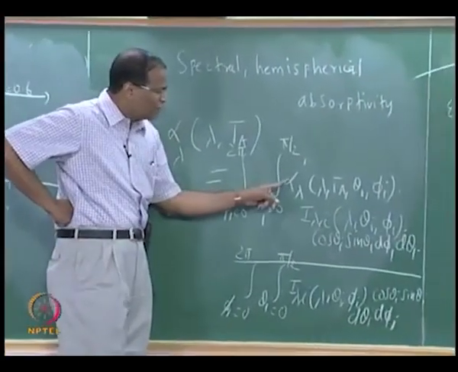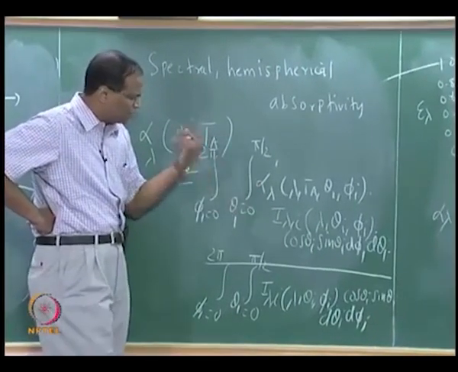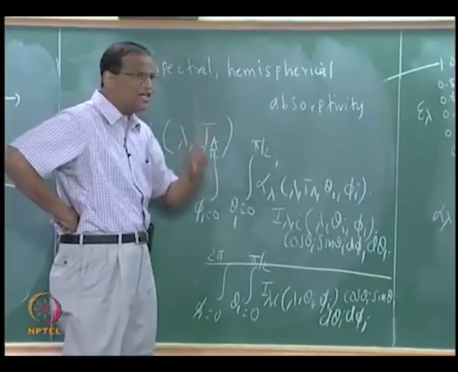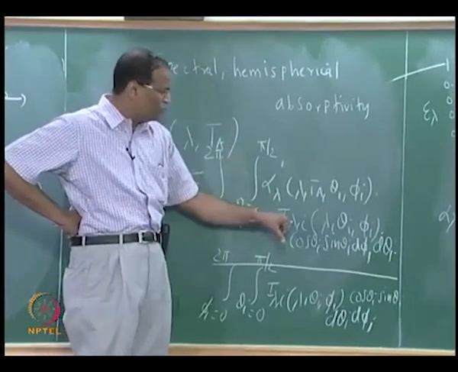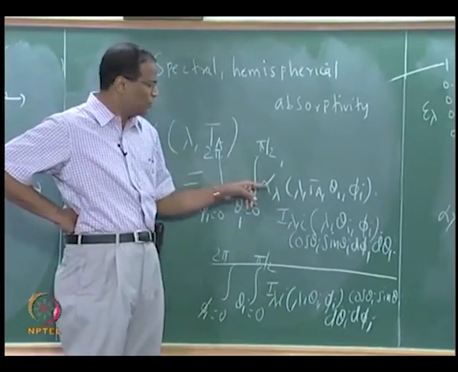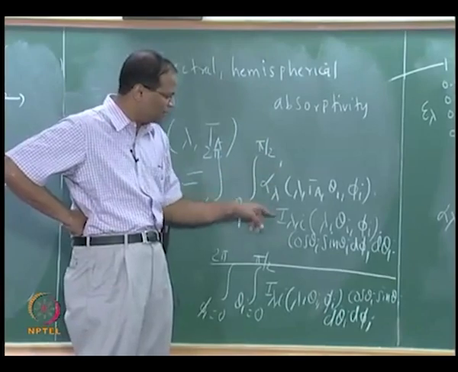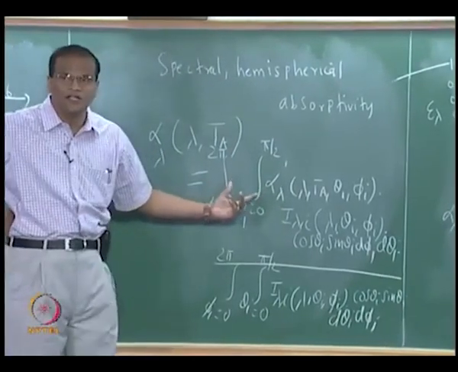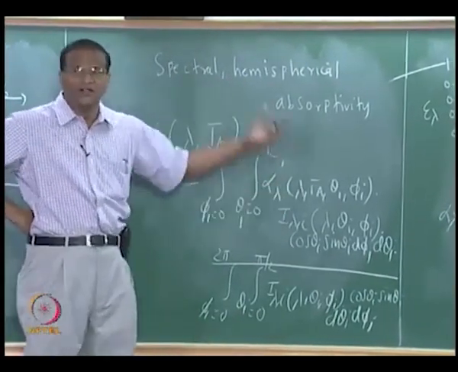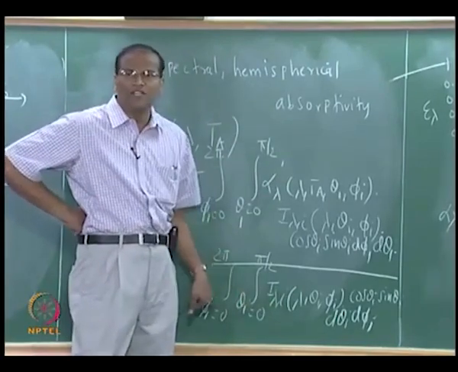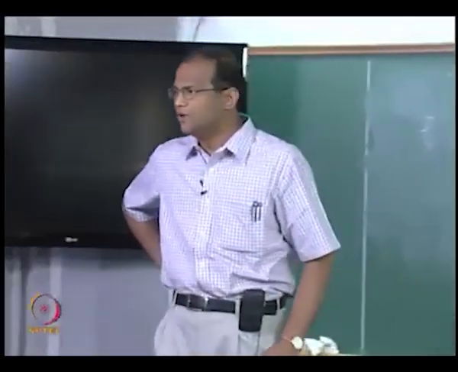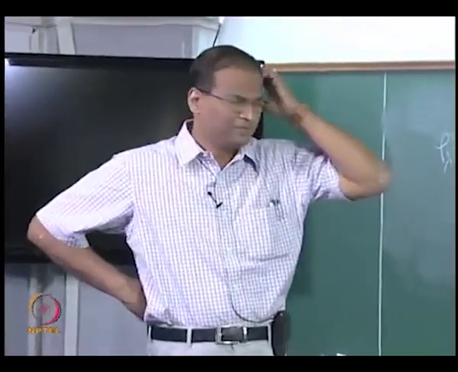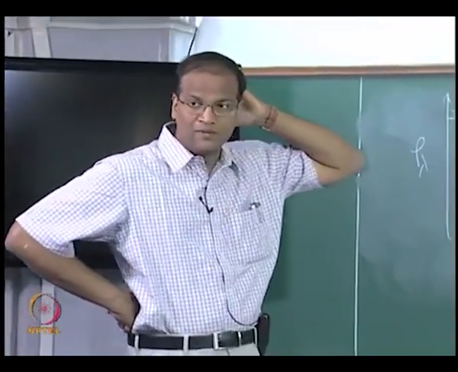So if I give you the functional relationship between alpha lambda dash as a function of theta, and I also give you information on I lambda I, it is possible for me to multiply alpha lambda dash by I lambda I and integrate it over the complete hemisphere and get the numerator, integrate just the I lambda I over the hemisphere and get the denominator, and the ratio of these two will give me alpha lambda.